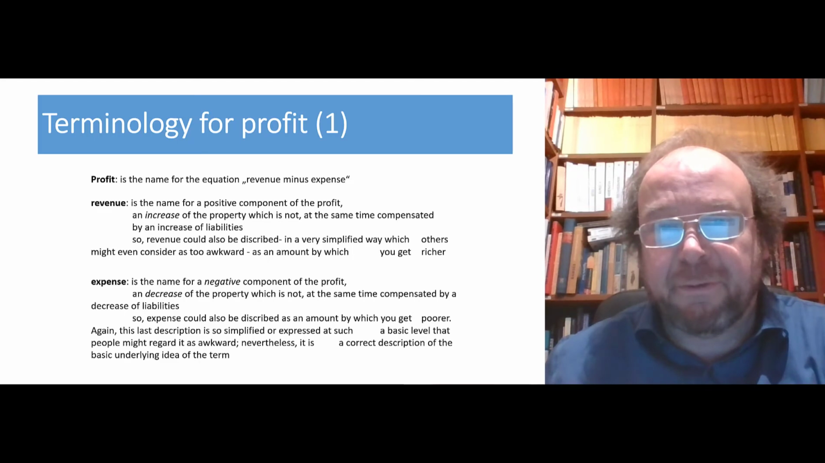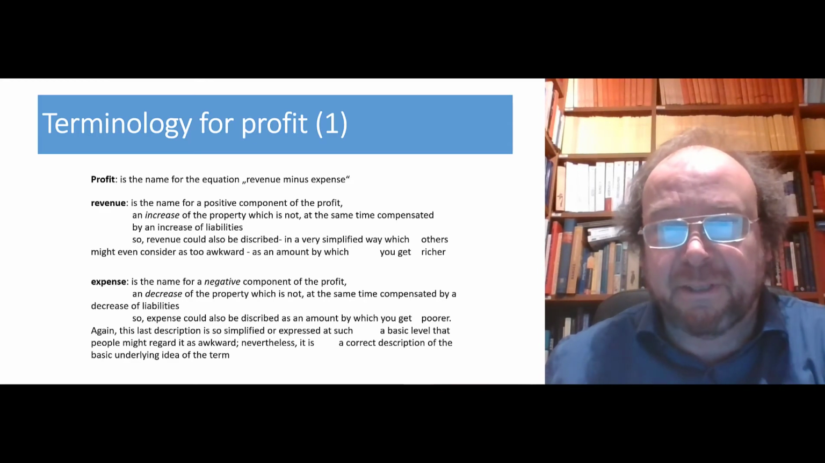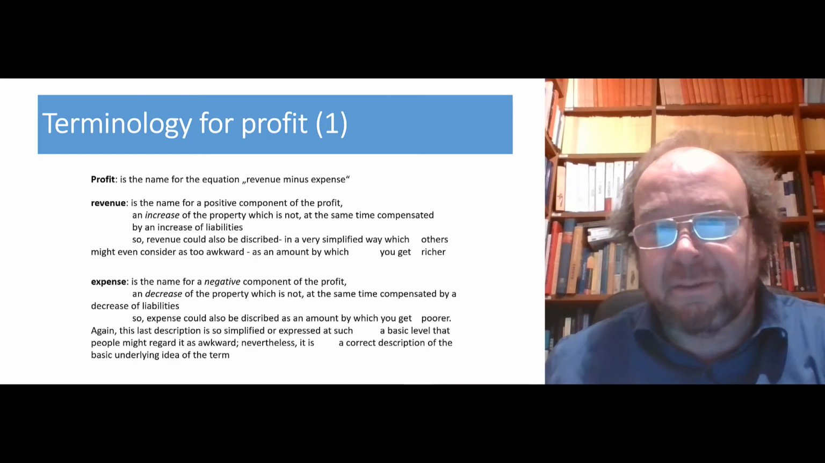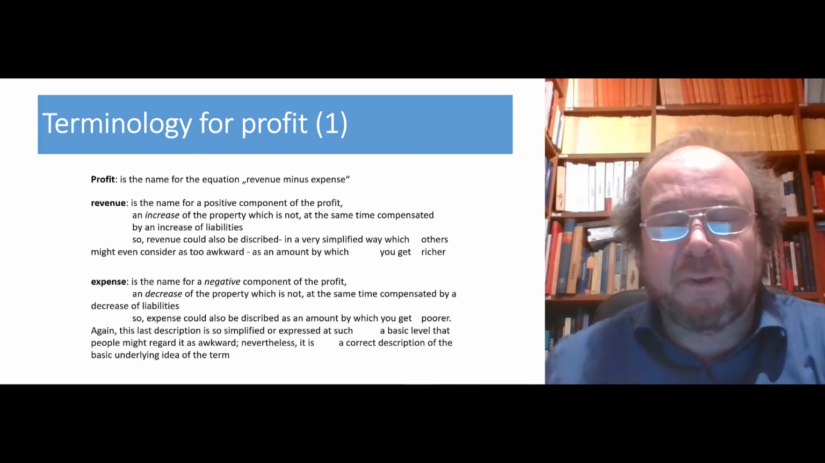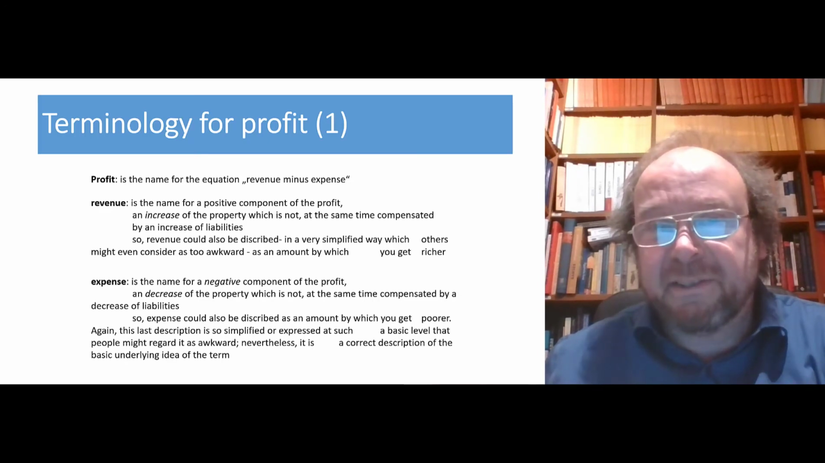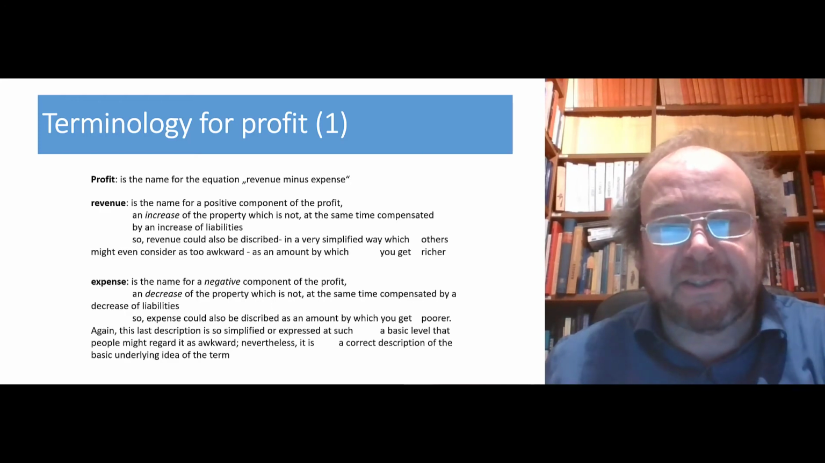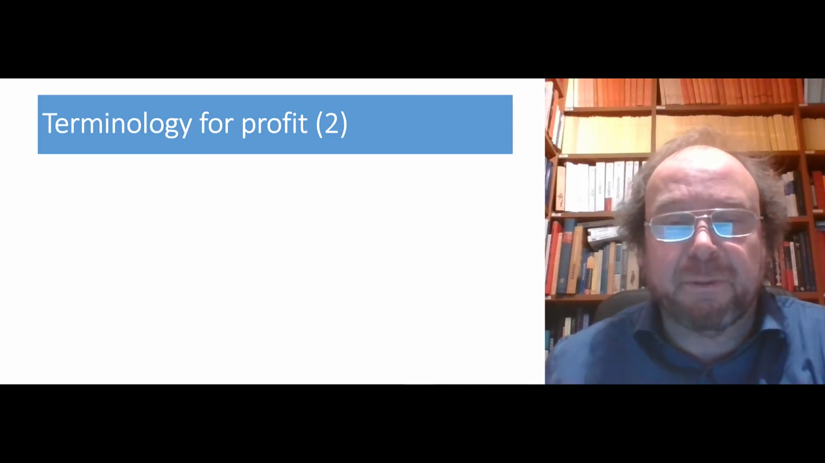Expense is the name for the negative component of profit. So a decrease of the property, which is not at the same time compensated by a decrease of liabilities. So it's not a decrease of cash in order to get rid of credits. It's just a decrease of cash and nothing else, which makes the thing more comfortable. So money is gone, you get poorer, or something else is gone, you get poorer. Expense is just your property goes down. So this is plain and simple what it's about.